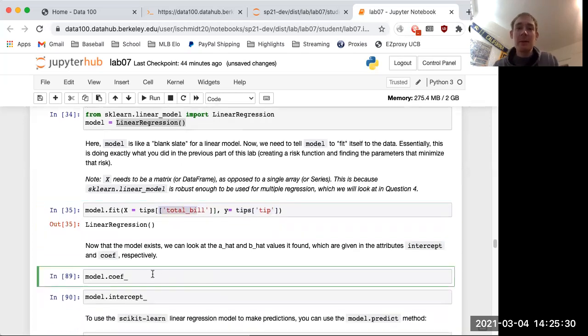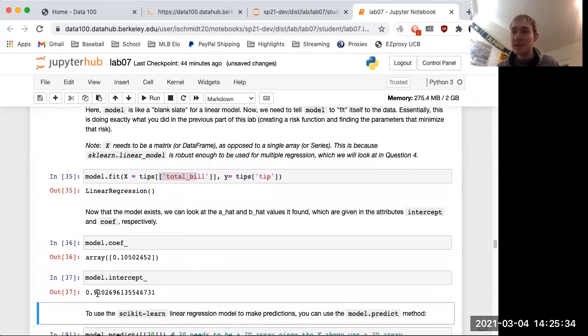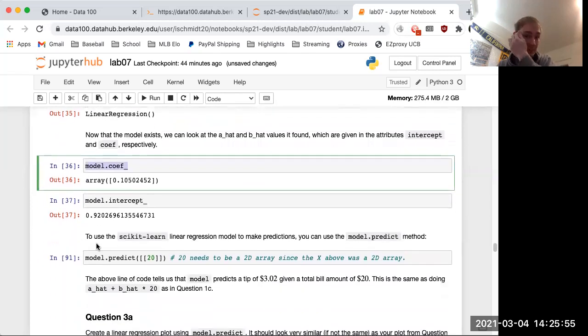So now that we've fit it, we can look at what the coefficients are, and we see the intercept again, 0.92, which seems familiar from above. So that's our A hat value. And then our B hat value is in this .coef_ attribute, and it's 0.105. Okay, cool. Scikit-learn can do the same thing as what we just did manually ourselves a few minutes ago.